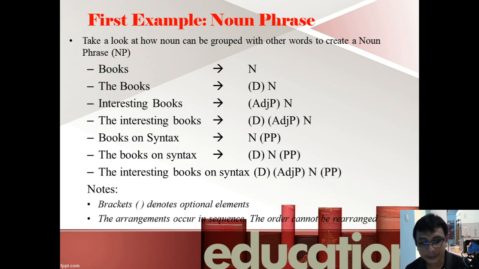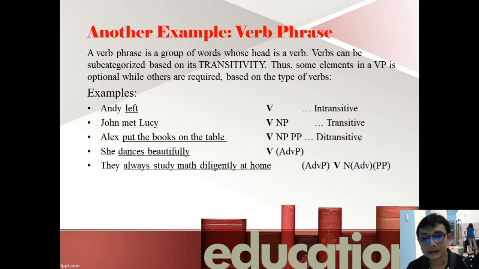Okay, and the arrangement here occurs in sequence. So for example, we have the books D and N. We cannot rearrange this into books the, because it will create a crash, or it will create ungrammaticality in the sentence, in the construction. So we don't use the plus symbol here. We delete it because we don't want to create an impression that you can rearrange it however you want. So it should be considered to be following a certain sequence.